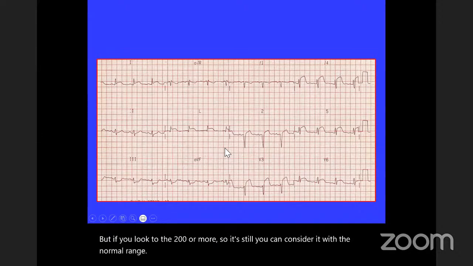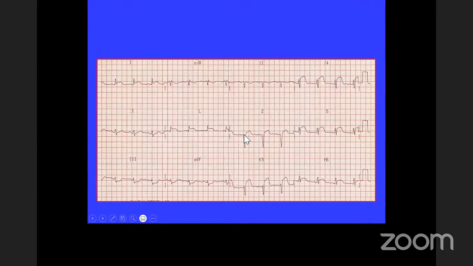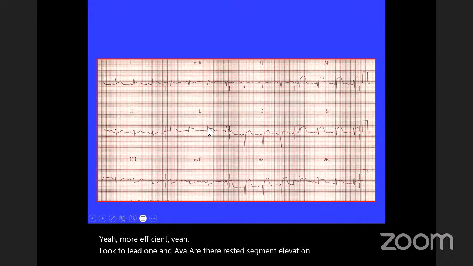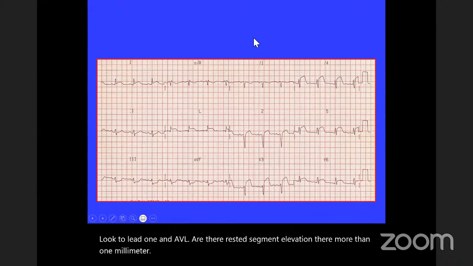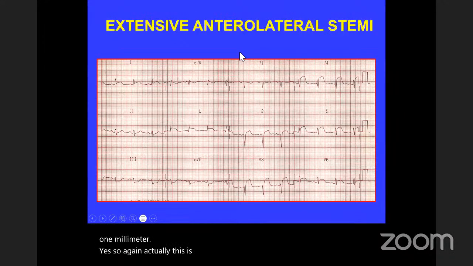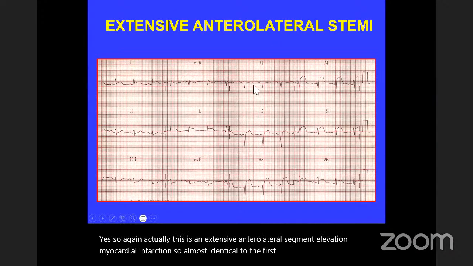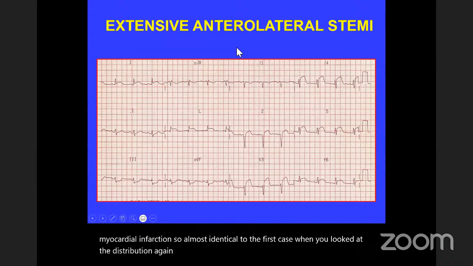So then we have to comment on the ST elevation we have here in lead V3, and V2, V3, V4, V5 as well. And I'm not sure about V6, to be honest. Look at lead 1 and aVL. Are there ST segment elevations there of more than 1 millimeter? Yes. So again, this is an extensive anterolateral ST segment elevation myocardial infarction, almost identical to the first case. When you look at the distribution, again, significant LAD occlusion.